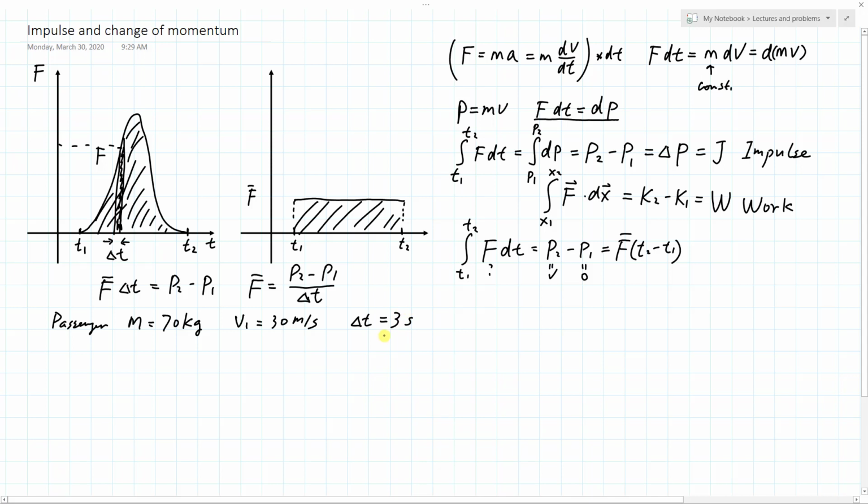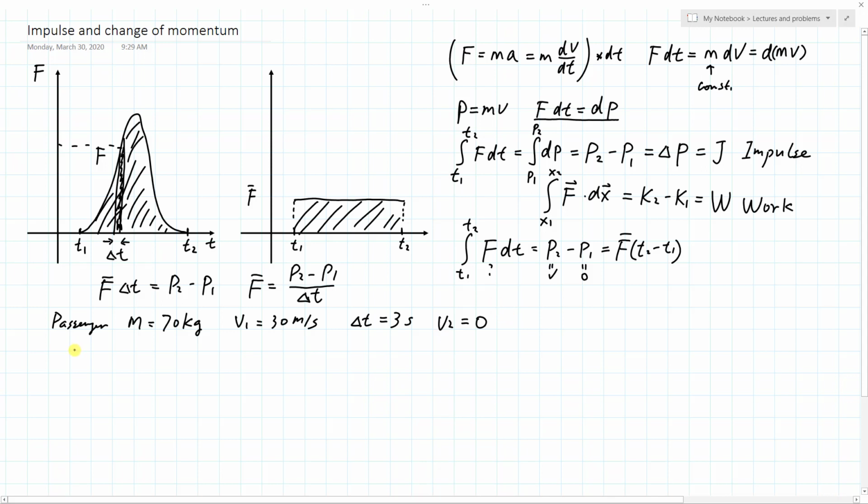All right. So say for example the seatbelt engages completely, so that restrains the passenger. And what is the average force the passenger feels from the seatbelt? Okay, we can calculate that using this formula. So we know that V2 is equal to 0 because the driver stopped the car, right? So the passenger will be stopped in the end, and the initial momentum is the mass times the initial velocity, right? So we can calculate how much force the seatbelt is acting on the passenger.